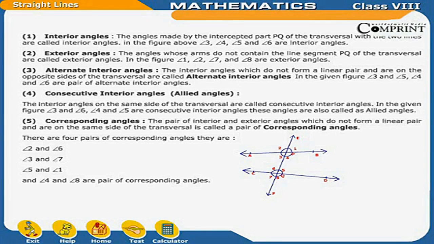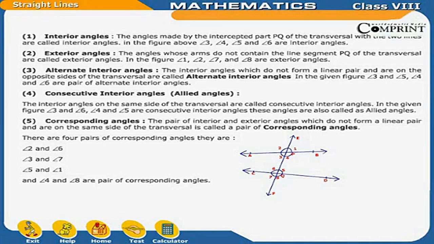3. Alternate interior angles. The interior angles which do not form a linear pair and are on the opposite sides of the transversal are called alternate interior angles. In the given figure, angle 3 and angle 5, angle 4 and angle 6 are pairs of alternate interior angles.